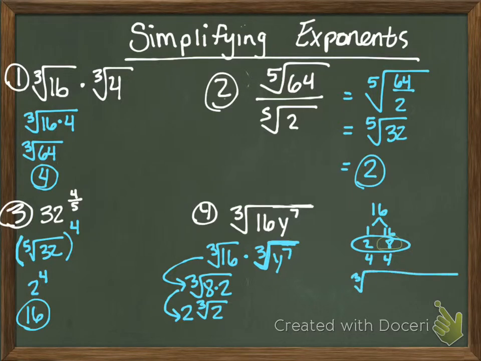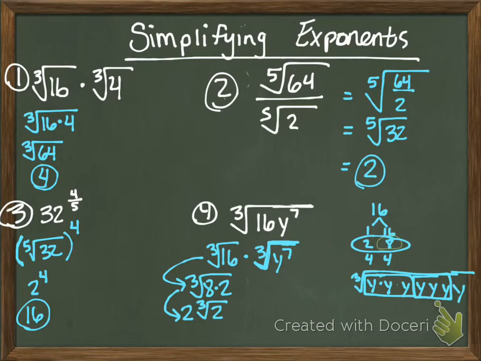So y to the 7th means we have y times y times y, y, y, y, y. Means we have y 7 times. Well, the cubed root of y cubed we know is y. So for every 3 y's we have 1 y cubed. So here we have y cubed twice, right?